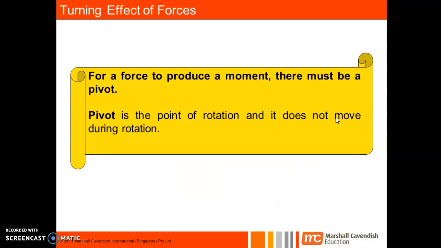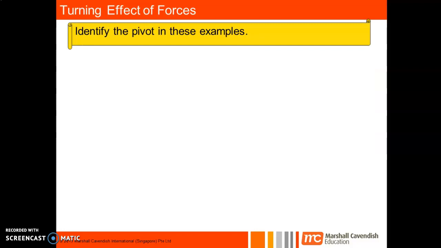For a force to produce a moment, there must be a pivot. What exactly is this pivot? The pivot is the point of rotation, and it does not move during the rotation. The pivot is an important point which you will need when calculating the moment. In the next few examples, you need to learn how to identify the pivot.